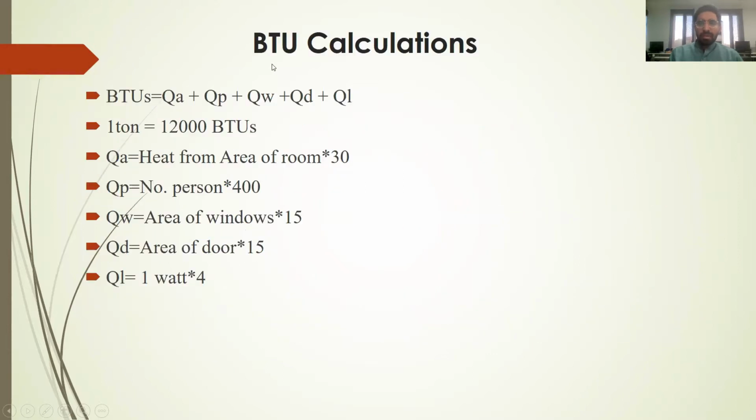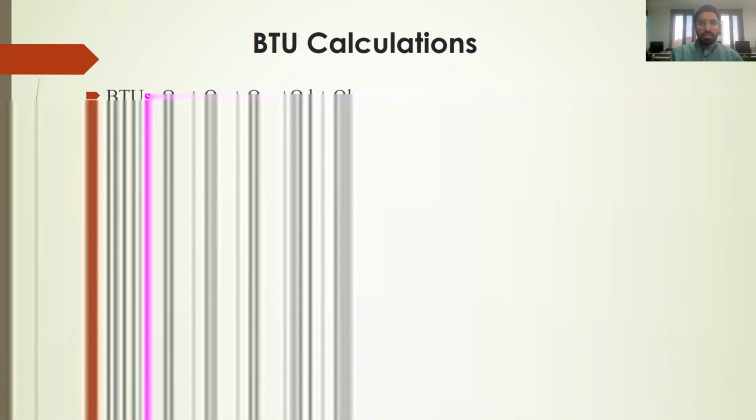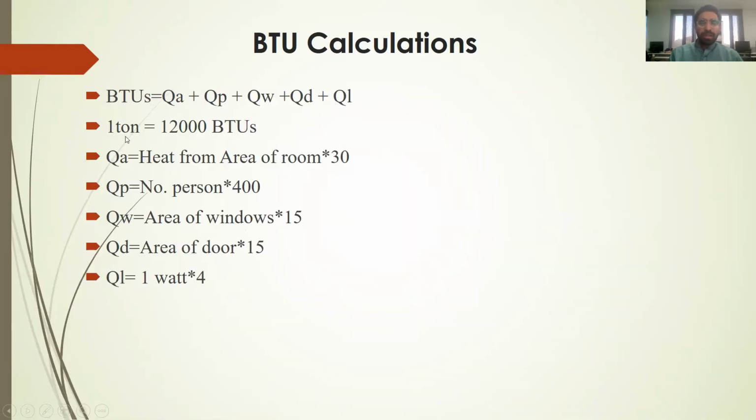And these are the BTU calculations. BTU is known as British Thermal Unit. BTU contains the heat from the person, heat from the area of the room, plus heat from the windows of the room, plus heat from the doors of the room, and also plus heat from the load in the room. And it is concluded that 1 ton of cooling is equal to 12,000 BTUs.